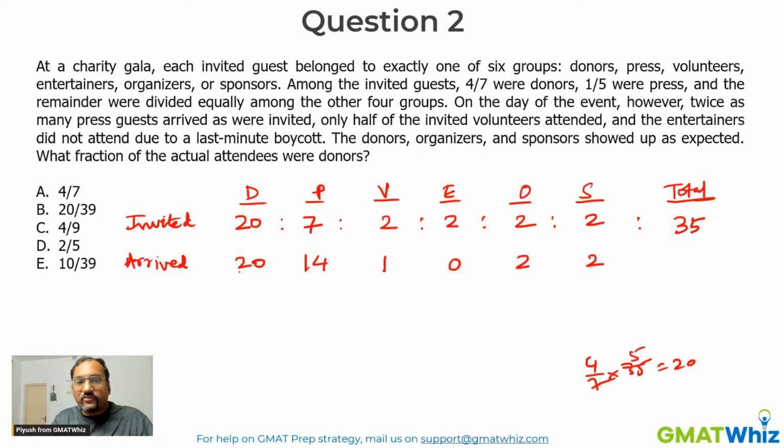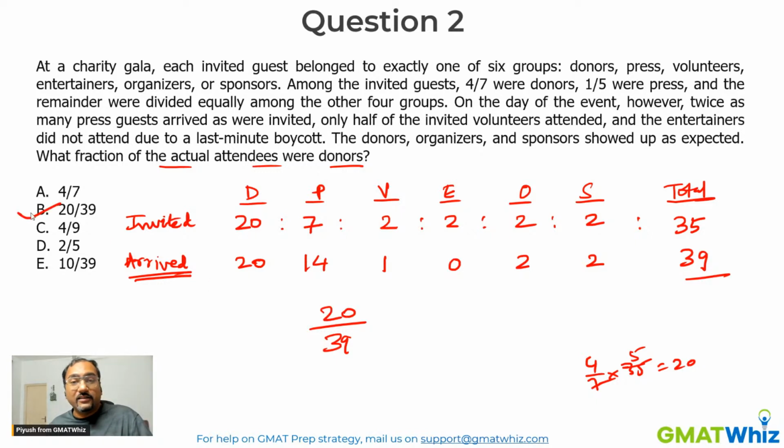Now, if I add all of this up, 20 plus the 14 plus 1 is 35 and 39. So total is 39 now, right? That is the arrived quantum. Okay, that's the number of people who arrived. Now it says donors, organizers, and sponsors. So, what fraction of the actual attendees were donors? Actual attendees, total is 39. How many of it were donors? So, 20 by 39.